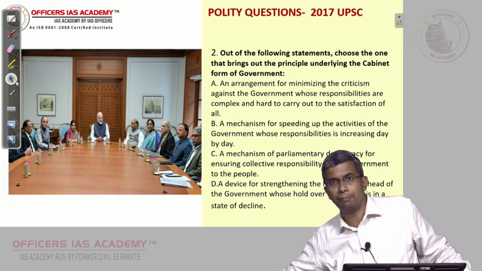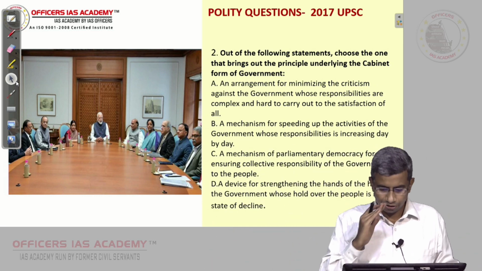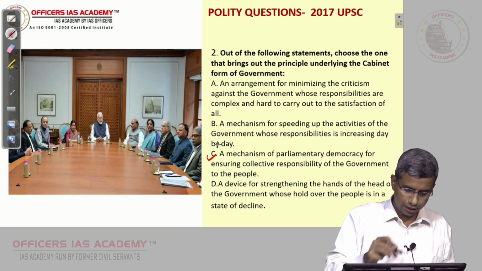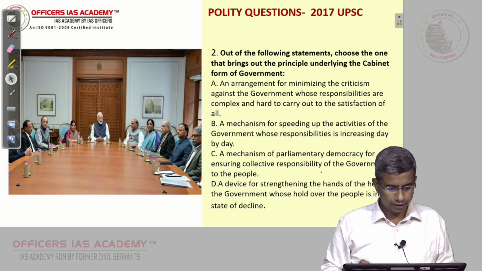That is why people are represented through the MPs whom they elect in the Lok Sabha. Yes, so the correct answer for this is C. Clear? So that is the answer for this question. Now let us move to the next question.